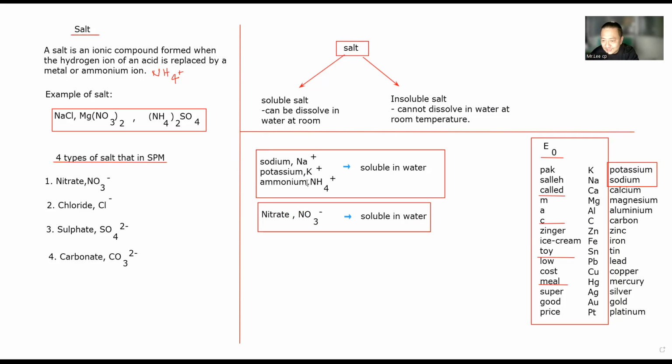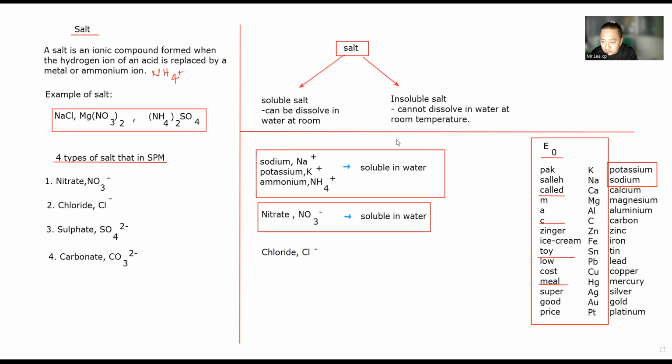Now we talk about some of the other salts, for example, chloride salt. Not all chloride salt is soluble in water. For example, sodium chloride, you know it is soluble. When you see sodium, potassium, or aluminum, no matter what, it will be soluble. But I want you to memorize chloride salt, not all, and some of it is not.